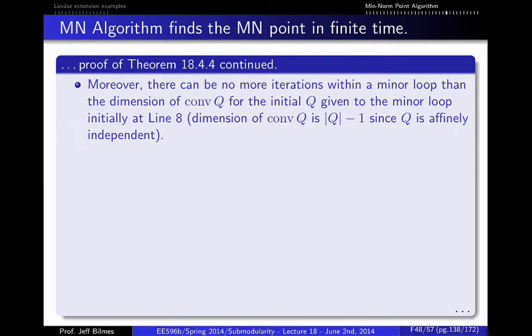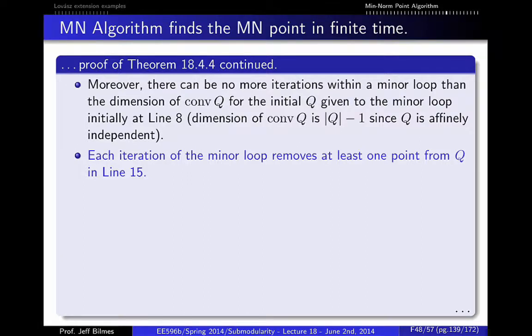Now, the question is, how many times does the minor loop run? The number of iterations of the minor loop can't be any more than the dimensionality of the convex hull of Q. And since Q is specified by a finite number of points, the dimensionality can't be any bigger than the size of Q minus 1. And that's good. So basically it means that the minor loop terminates.